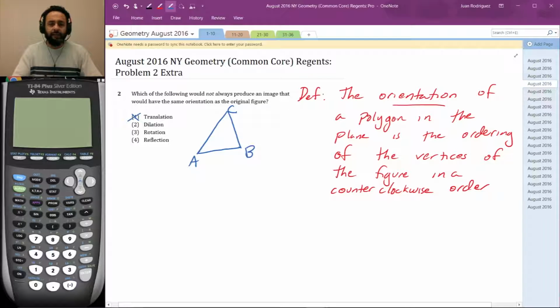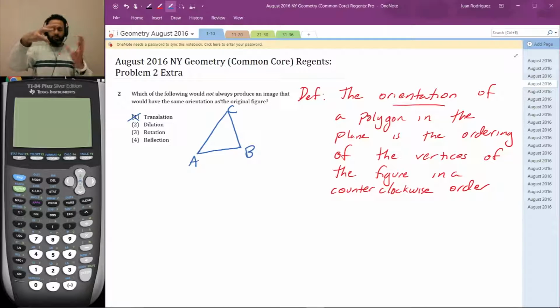A dilation just changes the size of the figure. It makes the object bigger or smaller. It doesn't change the ordering of the vertices if all it does is this. And in fact, the dilation with a negative scale factor does this, which seems to maybe possibly flip the ordering.